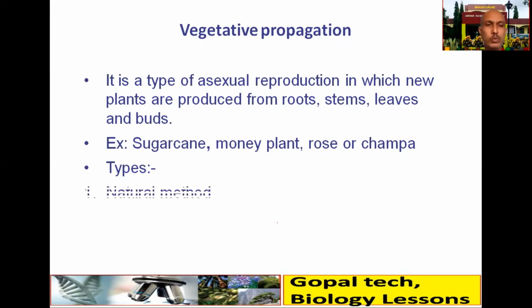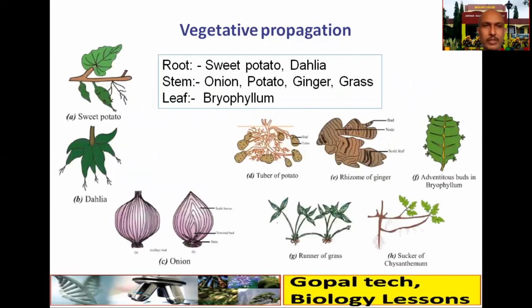Vegetative propagation may be of two types: natural, if it takes place naturally, and if man is involved in that, it is called the artificial method. See here, certain vegetative parts like root. Root in sweet potato, this is sweet potato, or in dahlia. If you cut the root, separate it and place it in moist soil, a new plant will come. So that is artificial. And if you leave it as it is, new plants develop from the root.